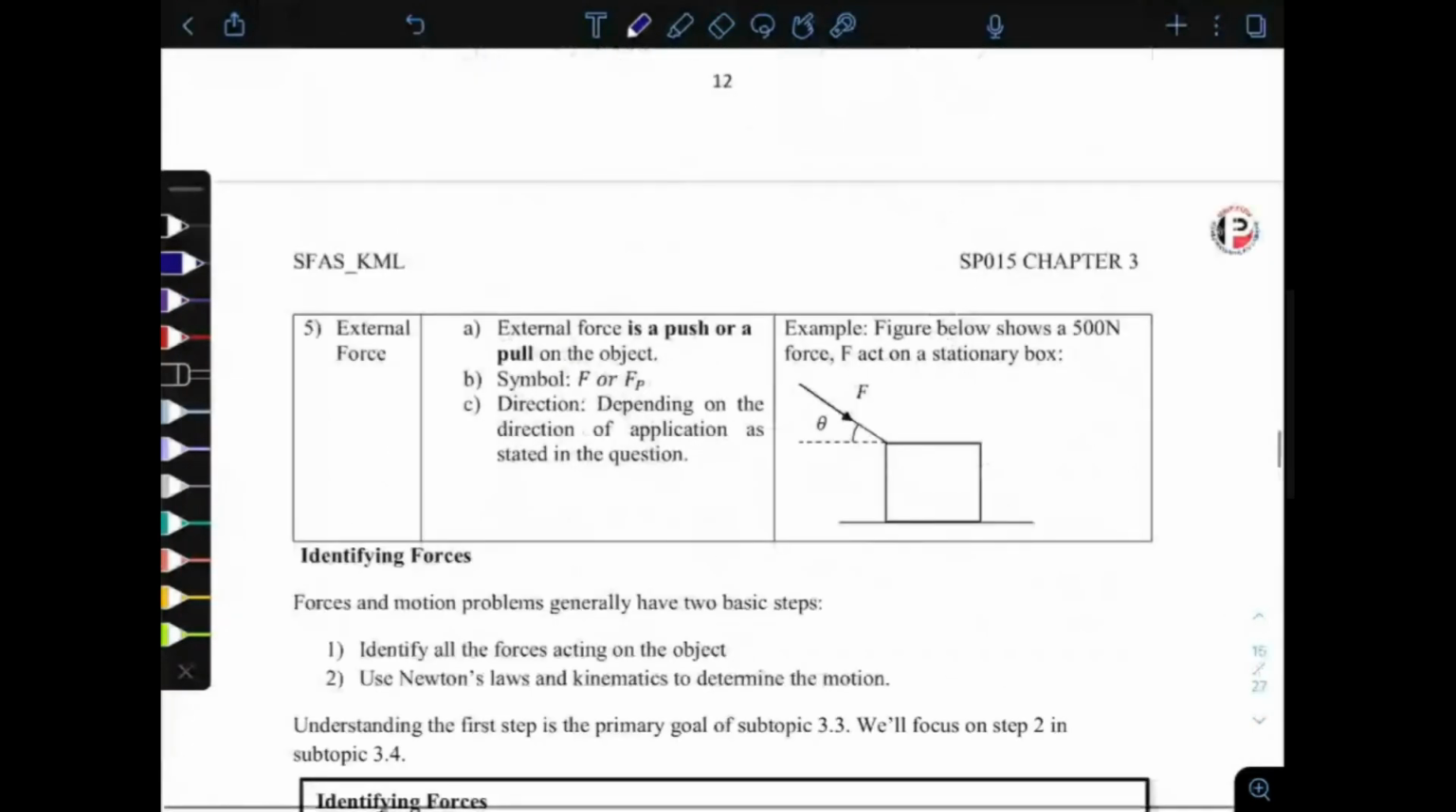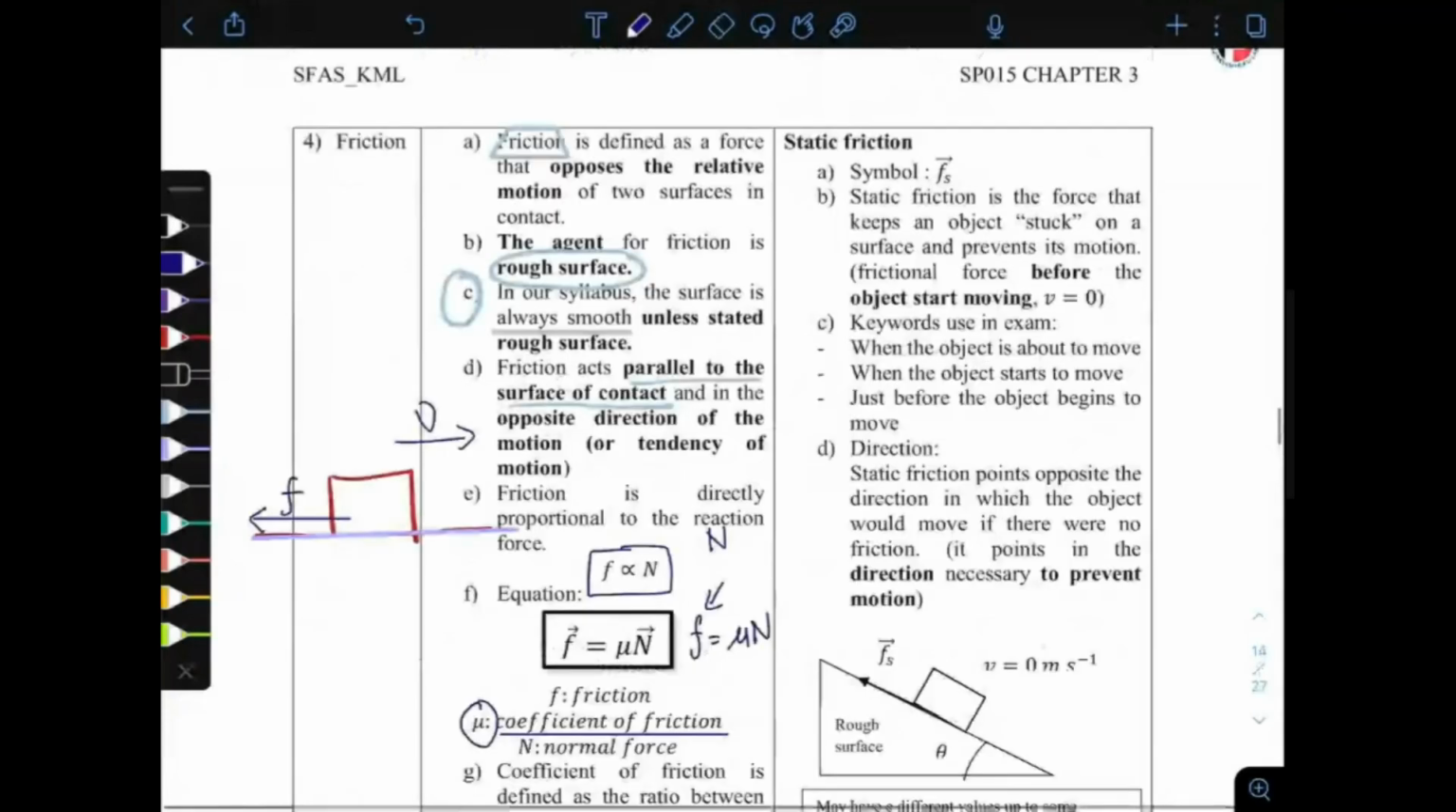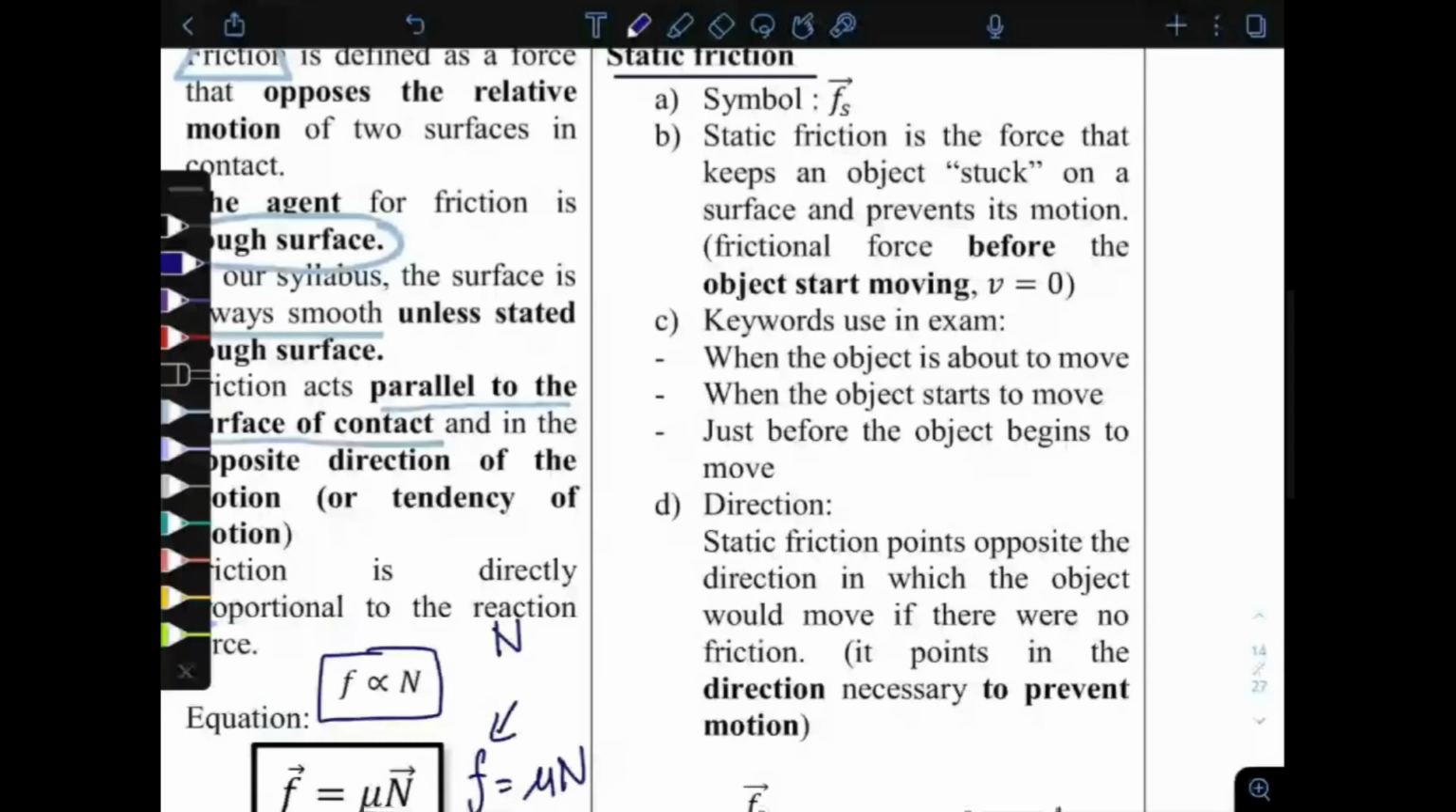Alright, we're going to look at what is static friction and when will we experience static friction. Begitu juga what is kinetic friction and when will you experience kinetic friction. Okay, symbol for static friction adalah F subscript S. Static friction is the force that keeps an object stuck on the surface and prevent its motion.